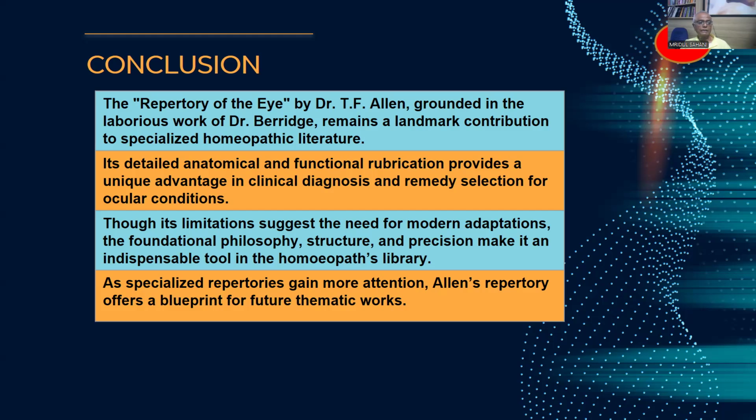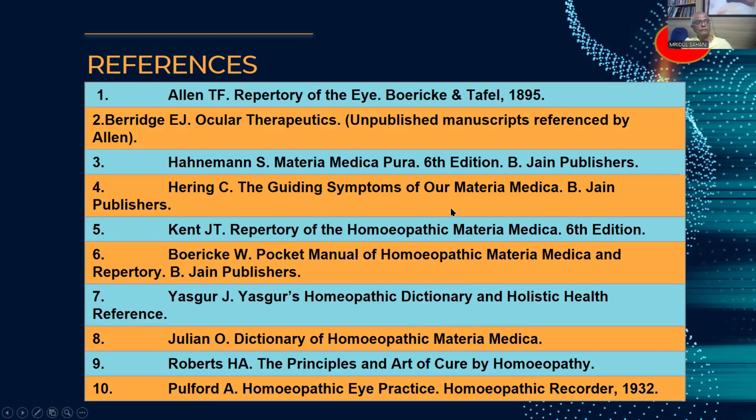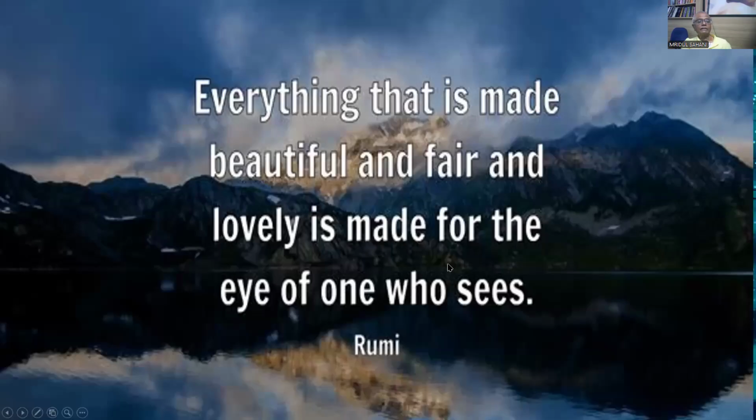As specialized repertories get more attention, Allen's repertory offers a blueprint for future thematic principles. So these are the references I have consulted: Eye Repertory, Berridge's Repertory, then Materia Medica Pura, Hering's Guiding Symptoms, Boericke's Repertory, Vaskar, Dictionary of Holistic Health, Julian's Materia Medica, Roberts's Principles, and Fulford's repertory. So everything that is made beautiful and fair and lovely is made for the eye and one who sees.